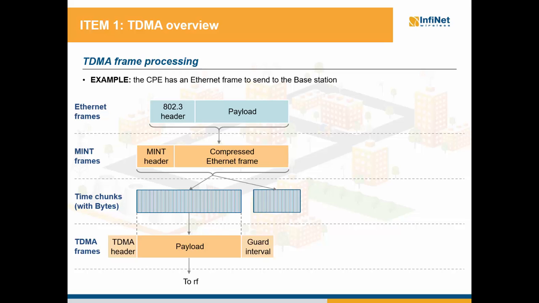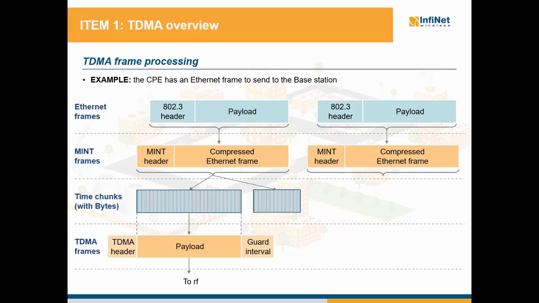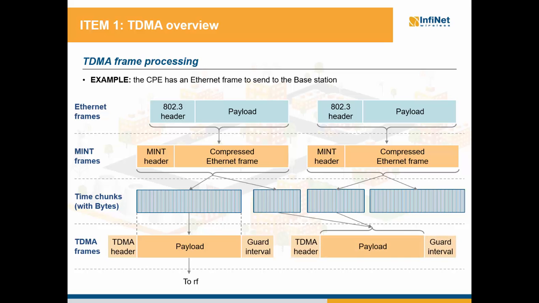The TDMA frame is then sent to the radio module, which will prepare it for sending over the air. And what is left from mint frame 1, because we are discussing a fixed frame duration, so of course there are always some bytes that will not fit in the actual frame. They will be left for the next frame.